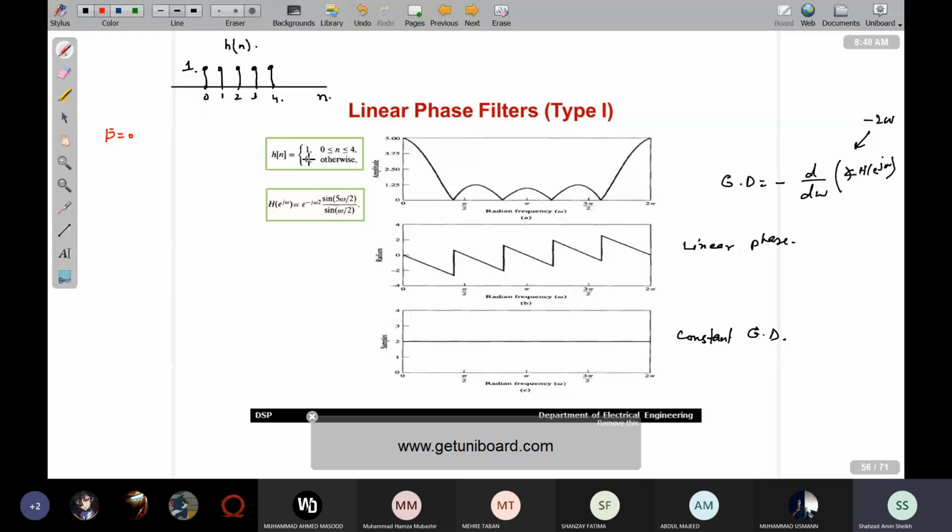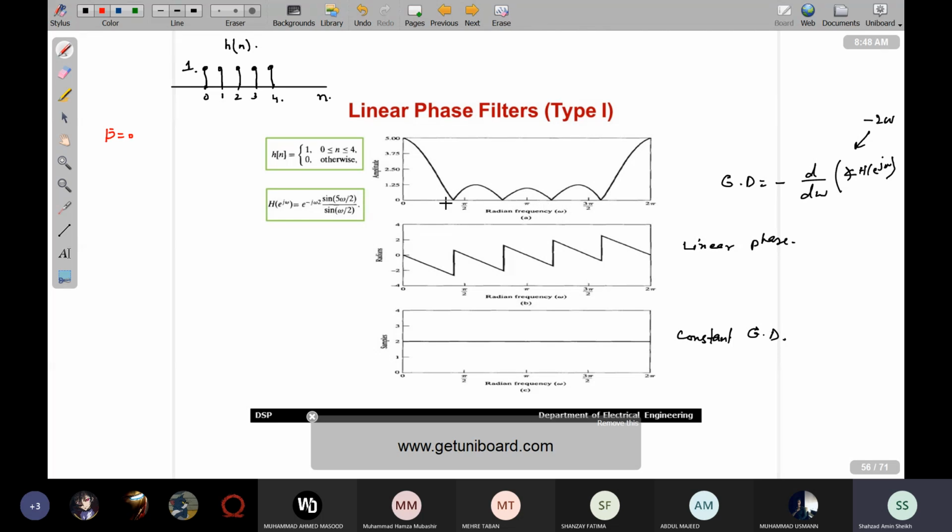And when you calculate its phase response, that's the situation. In fact, we did this example in the first lecture of chapter number 5, probably in the week 8 lecture. H of exponential j omega is equal to exponential minus j2 omega times sine 5 omega by 2 divided by sine omega by 2. Now, what is the phase response? The phase response is minus 2 omega, which is shown here. Whatever appears with the exponential j term would be your phase response. So minus 2 omega. And that's the magnitude response, a sinc type function.